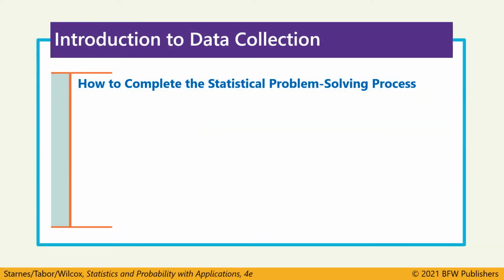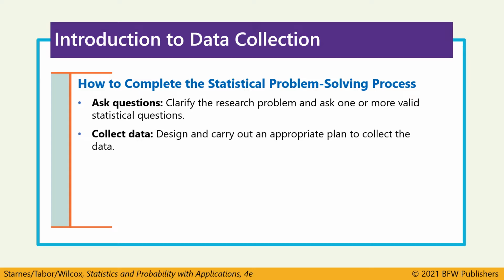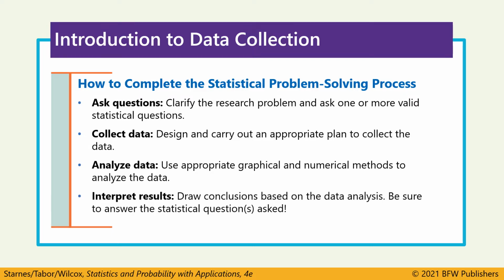Now, there are four main components of the statistical problem-solving process, and the first of which is to ask questions. We want to make sure we're asking a question about something that varies. That makes it a statistical problem. After that, we're going to collect the data on whatever our topic is. We'll analyze that data, and then we'll interpret the results.